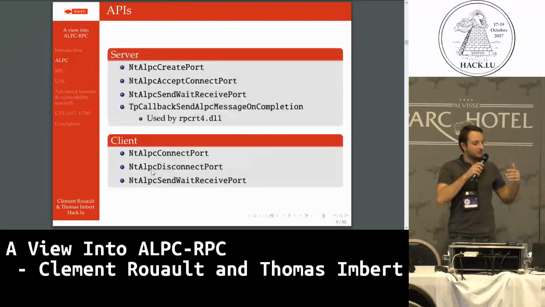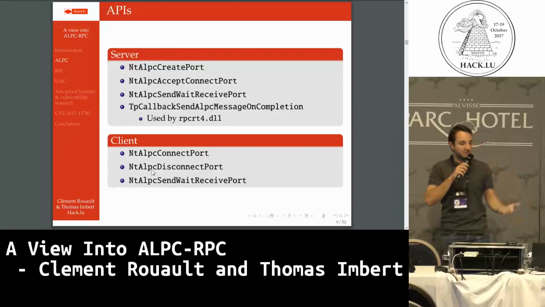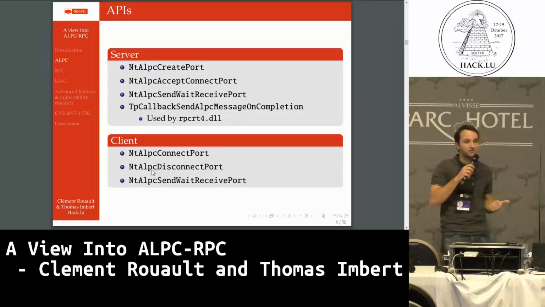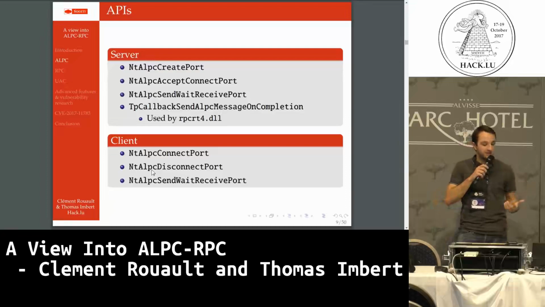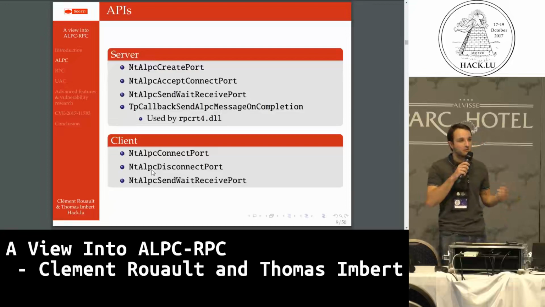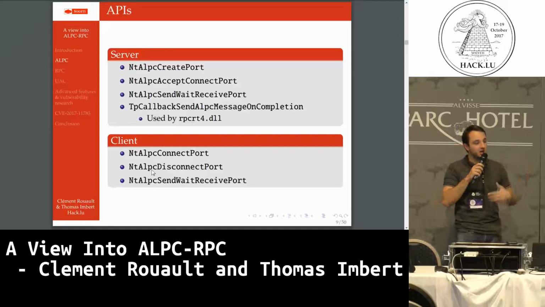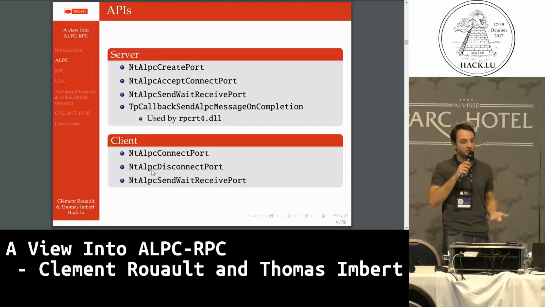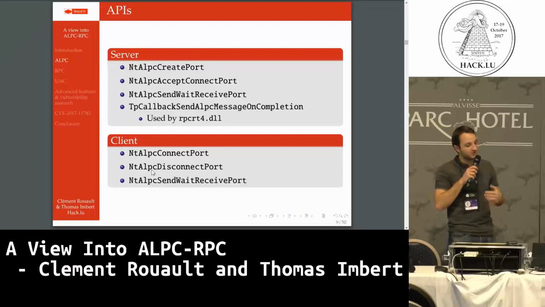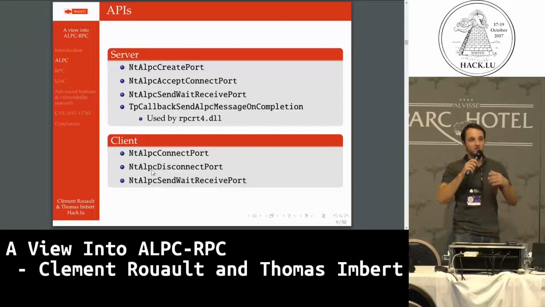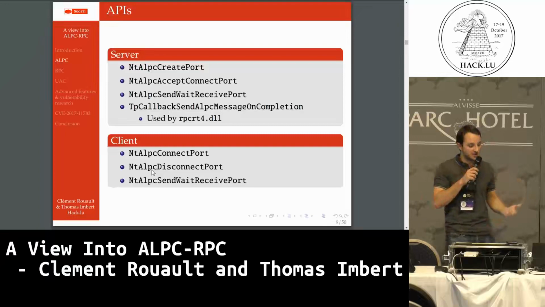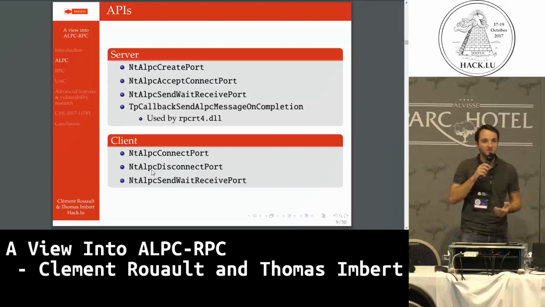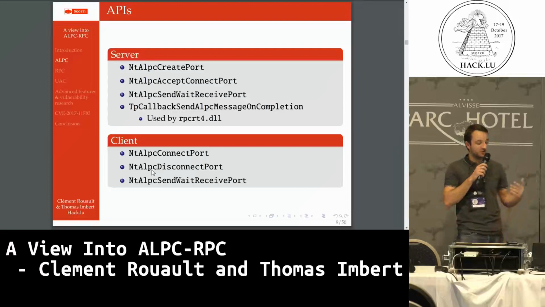Given that, all we need now are the APIs used to do ALPC communication. A server is able to create a port using NtAlpcCreatePort, accept a connection, and we have the main API, which is NtAlpcSendWaitReceivePort, which allows you to either send a message, receive a message, or do both: send a message, wait, receive a message. And it can be done both synchronously or asynchronously. The last one for the server is TpCallbackSendAlpcMessageAndCompletion, which is a really obscure API used by rpcrt4.dll, which is the RPC runtime. We just put it because we found it during reverse engineering, and for documentation purposes.